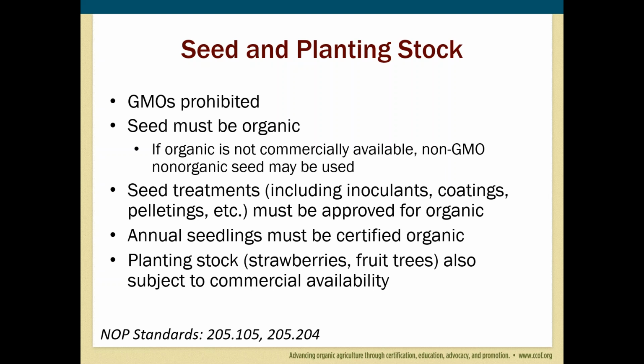Any other types of planting stock other than annual seedlings, and now we're talking things like strawberry crowns, fruit trees, caneberry stock, that kind of thing, where it's not an annual grown from seed, the commercial availability requirement does apply there. So in the event that organic is unavailable, non-organic can be used.